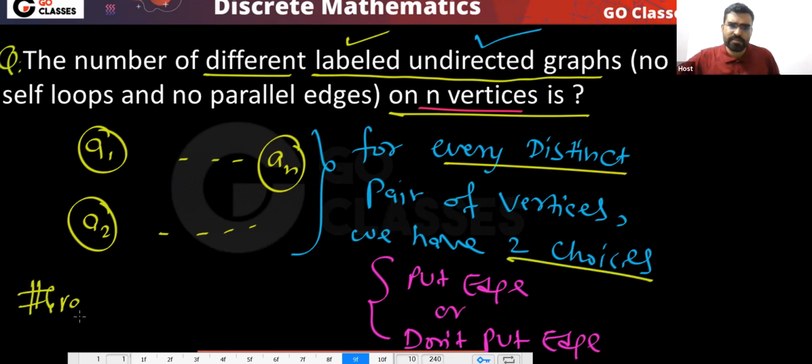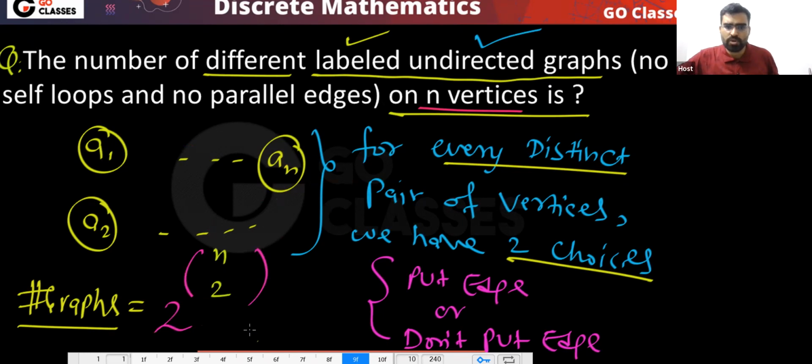So finally, the number of graphs. How many graphs can you create? Remember, for every possible edge, either it will exist or it will not exist. So for every possible edge, there are two choices. So the answer will be 2 power nC2. Yes or no? Answer will be 2 power nC2, because for everything you have two choices. Is this clear? Anyone has any doubt in this?